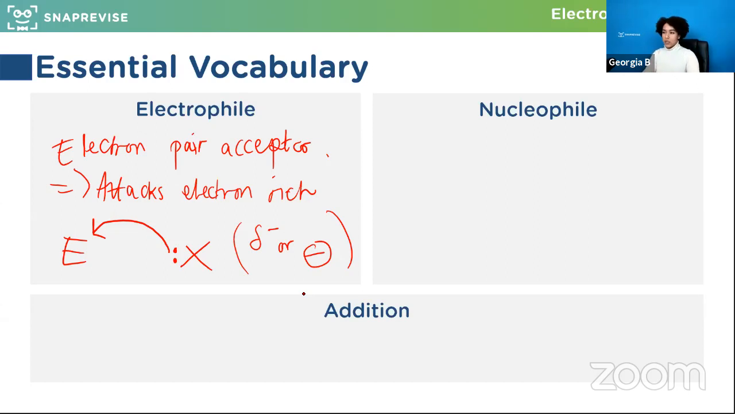Okay, so if we do the same thing for a nucleophile, what is the definition of a nucleophile? Anybody got a nice definition of a nucleophile? Electron pair donor. Yeah, thank you. So we should have an electron pair donor. So in this case, are we attacking something that's electron rich or electron deficient?